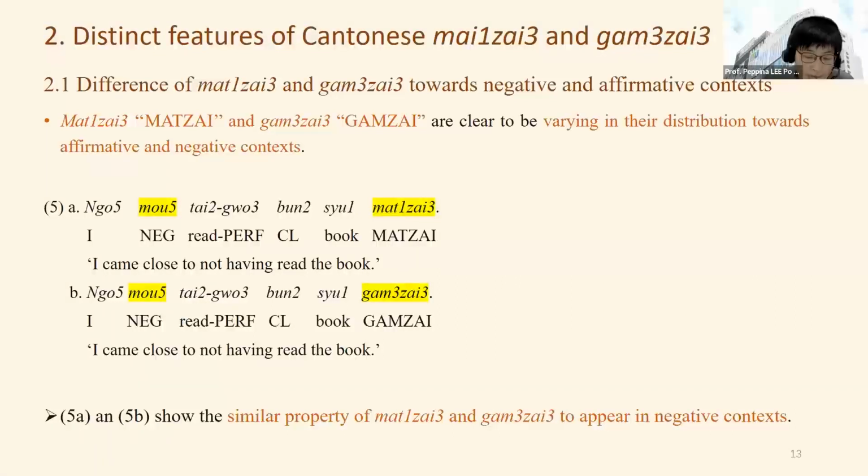The first feature will be in terms of polarity. If we talk about polarity, we need to find out the difference of 乜滯 and 咁滯 towards the negative and affirmative context. What is interesting is 5 basically. 我冇睇過本書乜滯，冇 and then 乜滯, the negator and 乜滯. The second one, 我冇睇過本書咁滯, negator 冇 and then 咁滯. The two sentences here show that both 乜滯 and 咁滯 can appear in the negative context, and it seems that in this regard the two don't show any differences.